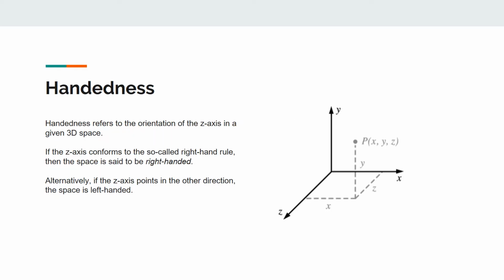The concept of handedness refers to the orientation of the z-axis in a given 3D space. If the z-axis conforms to the so-called right-hand rule, then the space is said to be right-handed. Alternatively, if the z-axis points in the other direction, the space is referred to as left-handed.